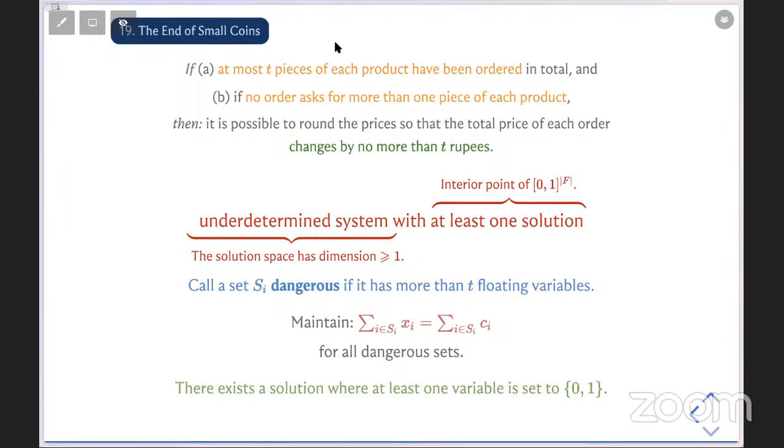Maybe many variables get fixed if I'm lucky, but at least one definitely gets fixed, okay? And now I update the status of all these sets. Some sets that were previously dangerous may no longer be dangerous, and I rewrite my system of equations. It still has a solution, because the solution we are working with right now would still work, except some of my variables have now become constants, right?